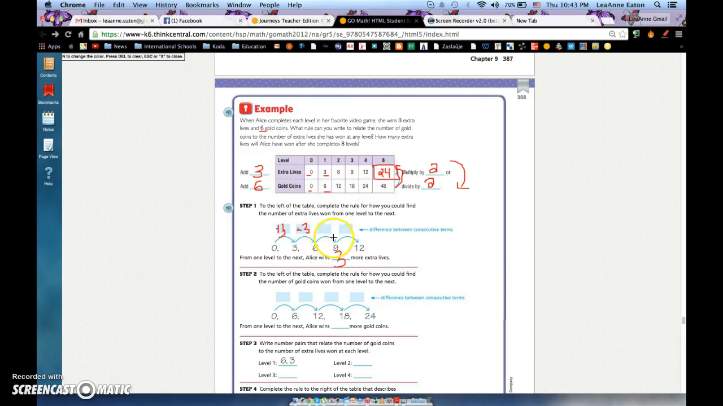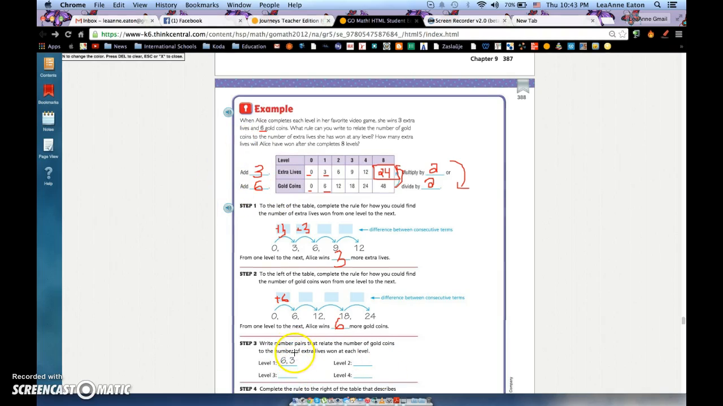With the gold coins, we have 0 to 6, 6 to 12, 12 to 18, 18 to 24. We see that she's adding 6. And that's what we looked at here. Okay, so this is just looking at step by step how I got that 3 and how I got that 6, in case you were lost up here at the beginning.